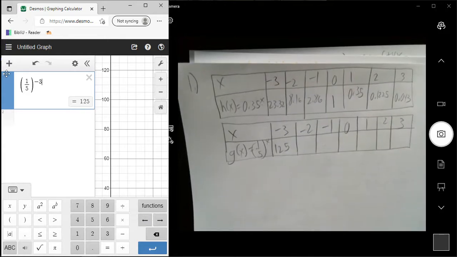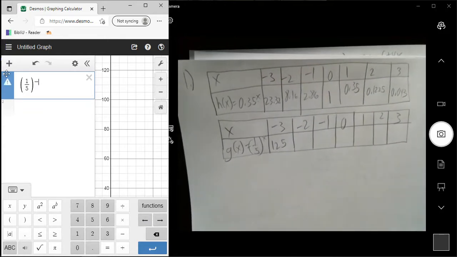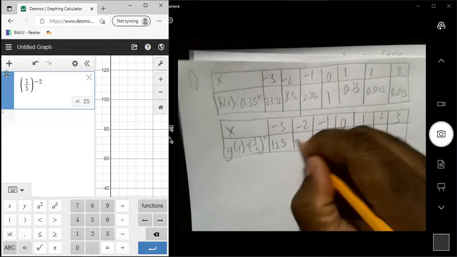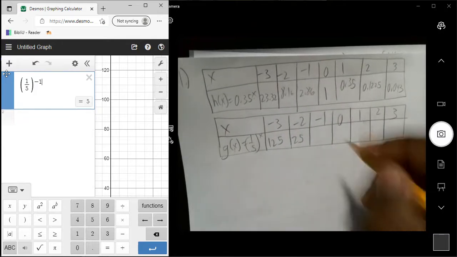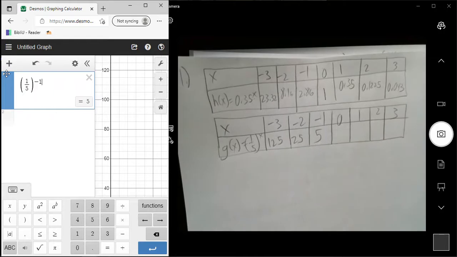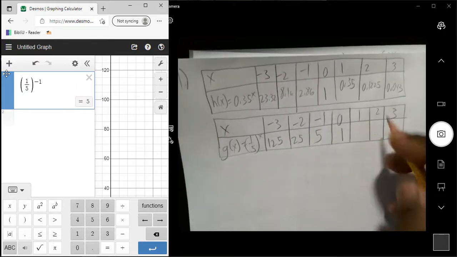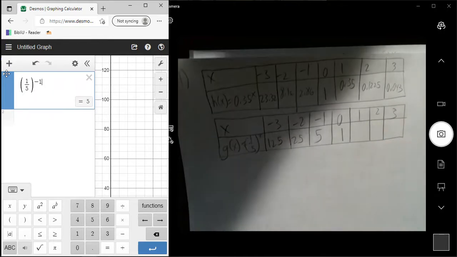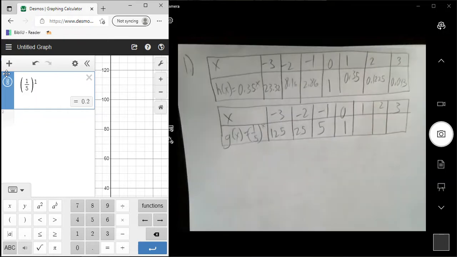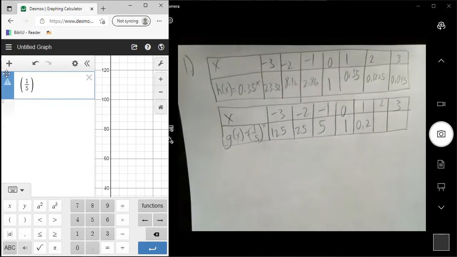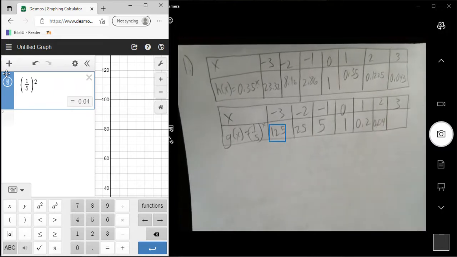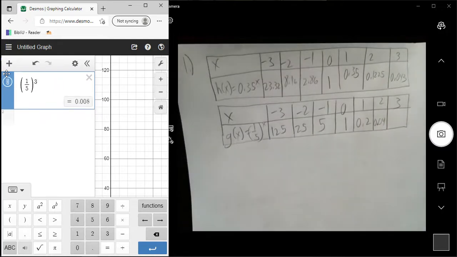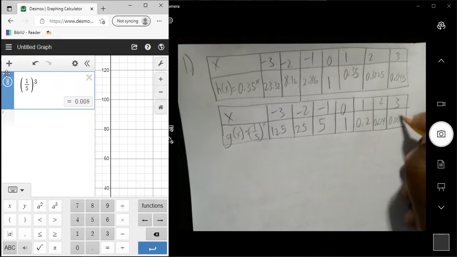We could just keep changing the power. So we'll make that to the -2. That'll be 25. The -1, that would be 5. And then we know to the 0 will give us 1. And to the 1, well, if you didn't know 1/5 was 0.2, you got 0.2, and then we could take it to the second power, and it'd be 0.04, and then finally to the third power, and it'll be 0.008.